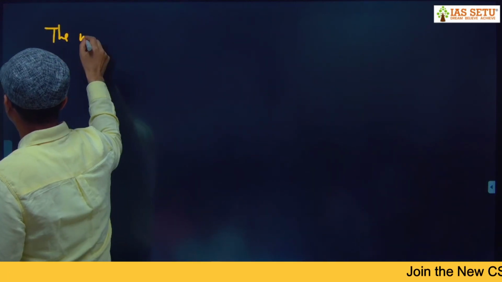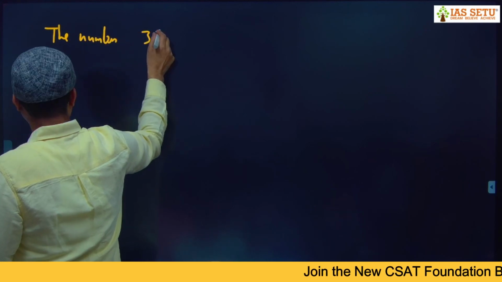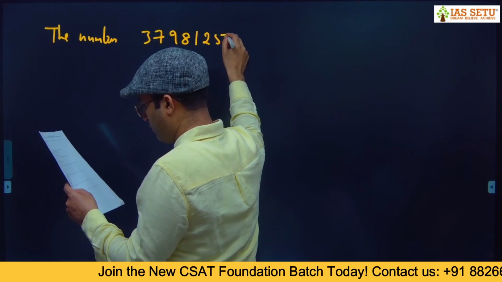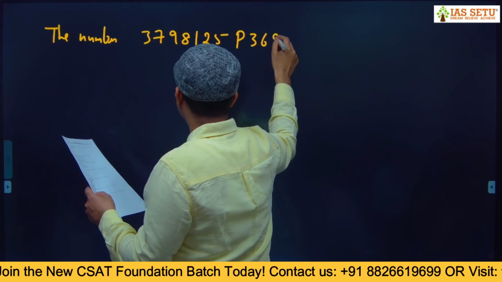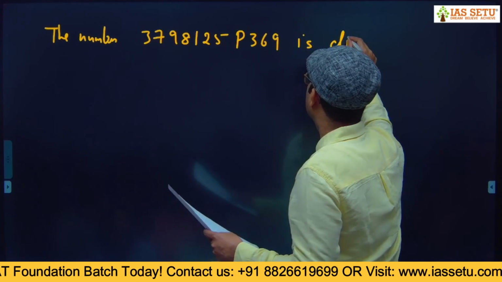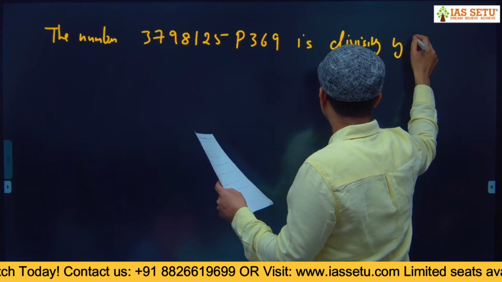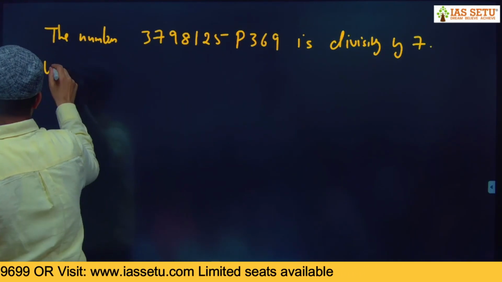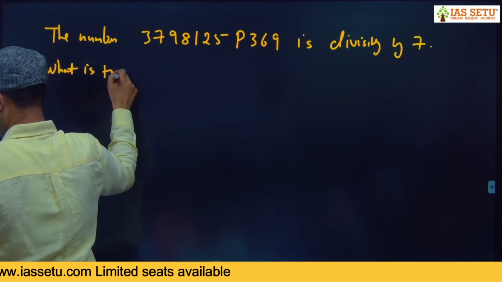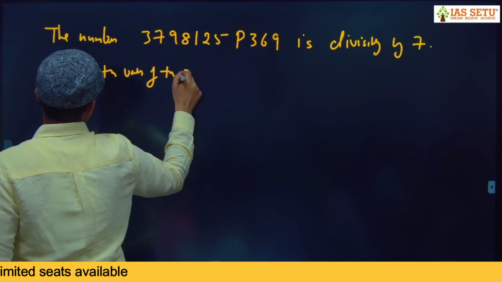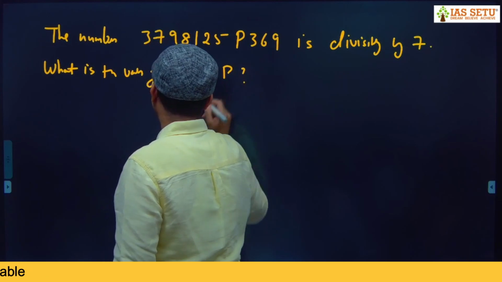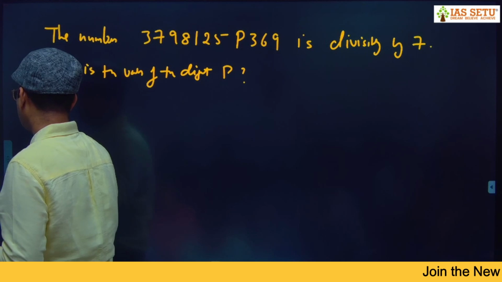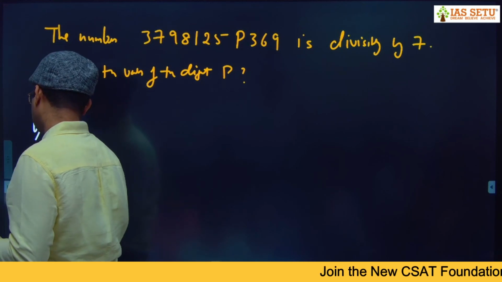The number C798125PC69 is divisible by 7. What is the value of digit P? Answer options given: 1, 6, 7, 9.